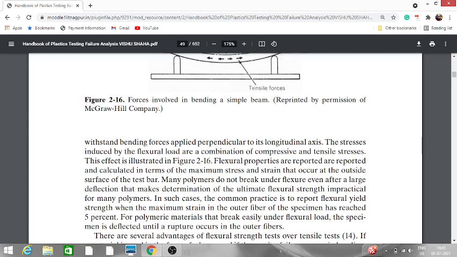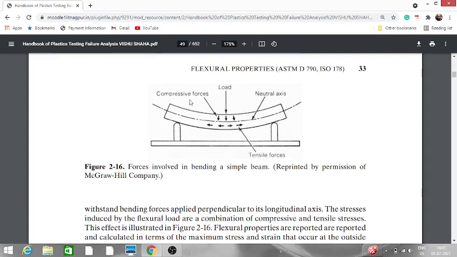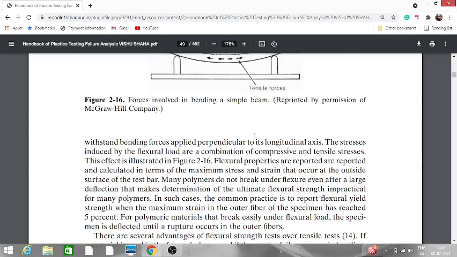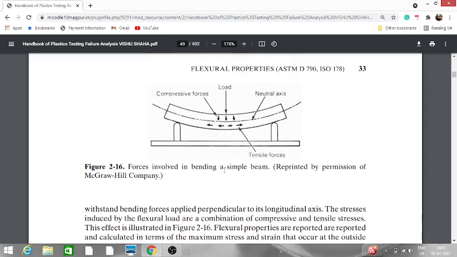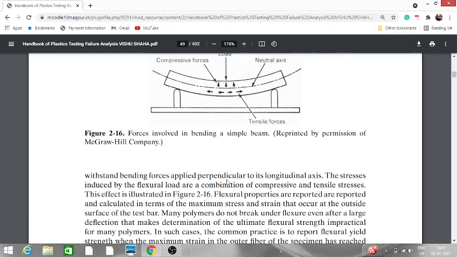The stresses induced by the flexural load are a combination of compressive and tensile stresses. So these are the compressive forces and these are the tensile forces, because this load will cause both tension and compression. This effect is illustrated in figure 2-16, forces involved in bending a simple beam. So in the tensile test we have taken a dumbbell-shaped sample, but in this we will take a beam. Okay.